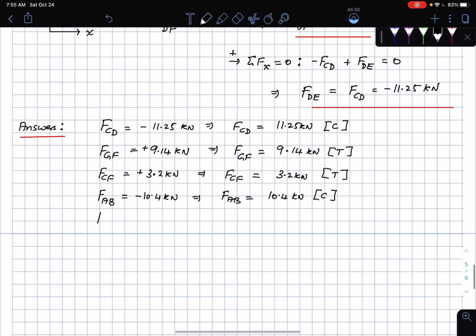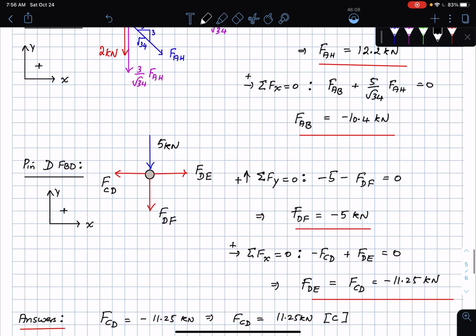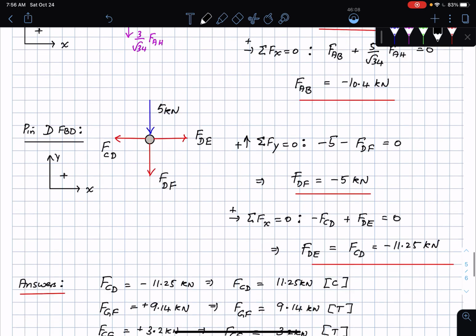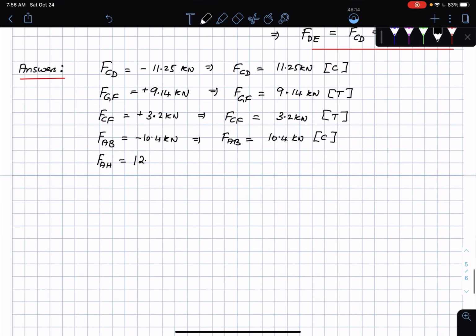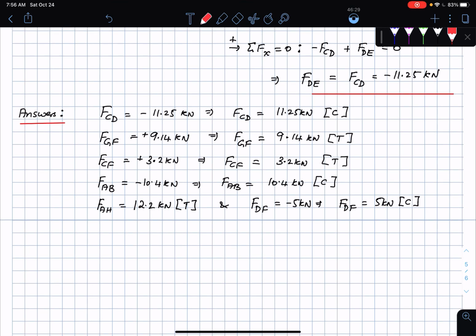Then I had FAH, which I had obtained as, if I go back up, 12.2 kilonewtons positive, so that's in tension. I'm just going to write that here, 12.2 kilonewtons in tension. And then FDF was minus 5 kilonewtons, which implies that FDF was 5 kilonewtons in compression. It is important that you write down whether these are in tension or in compression.